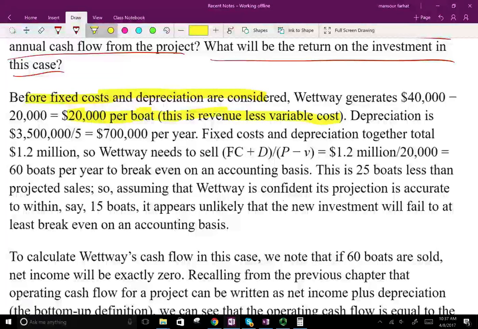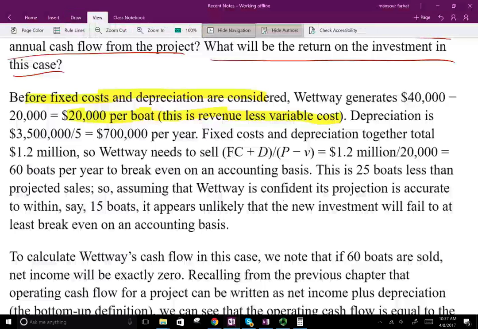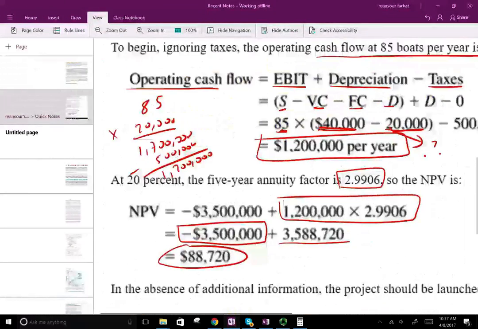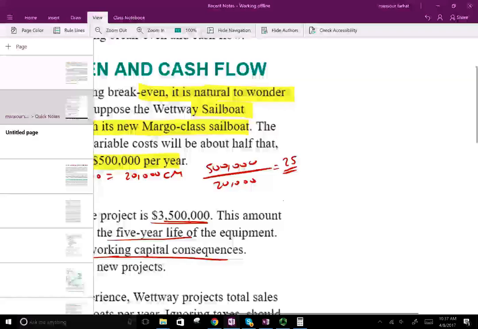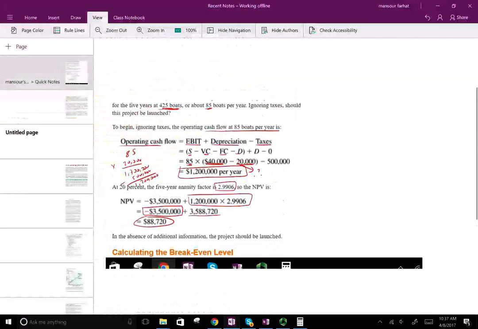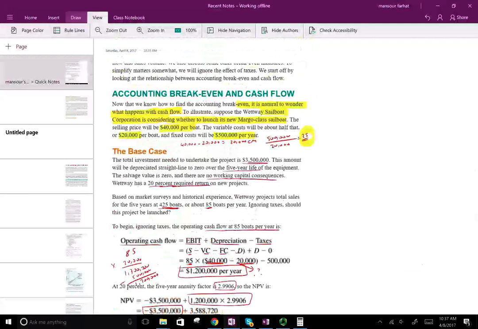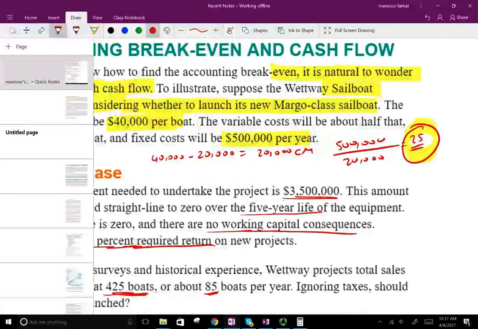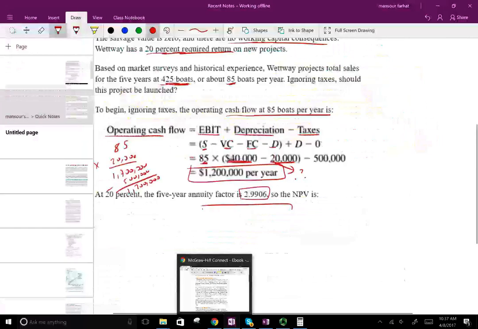So every boat they sell, they generate $20,000. Now the depreciation, which I ignored in the prior calculation when I did it the first time. Let me go back because I don't want to confuse you, wondering where that number came from. When I calculated the break even in this example, I did not include the 700,000 of depreciation. Just want to let you know, because this is going to appear with us again.